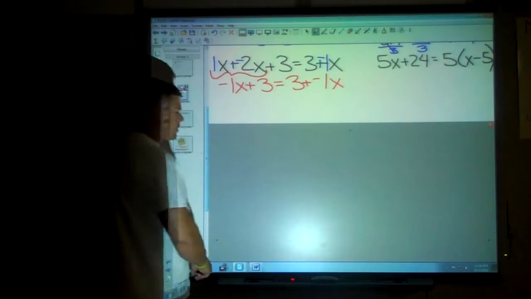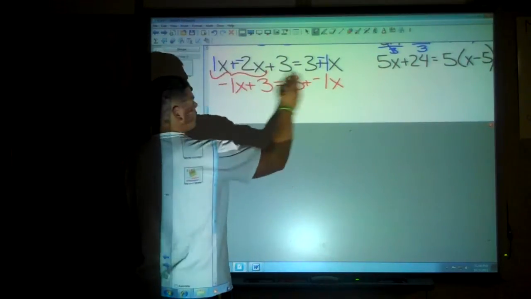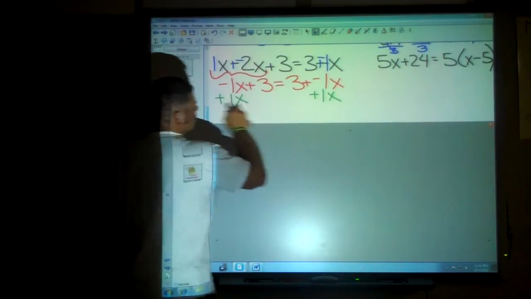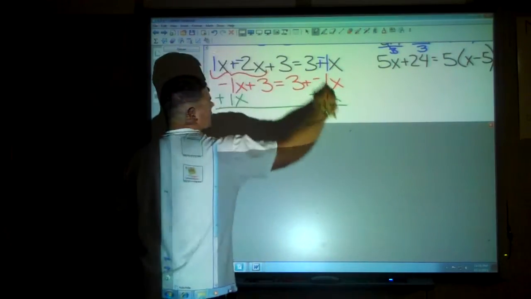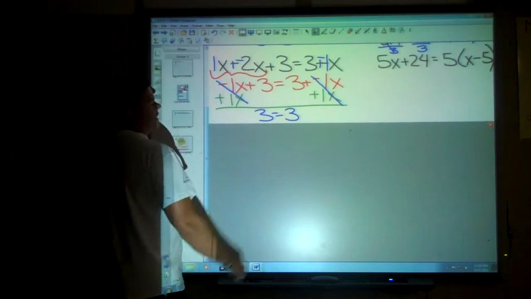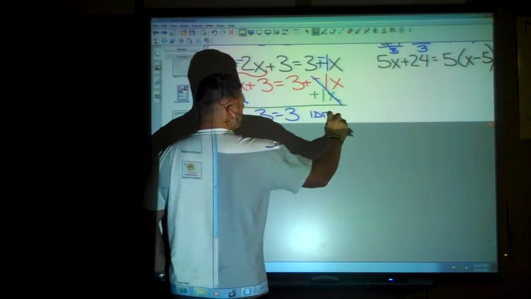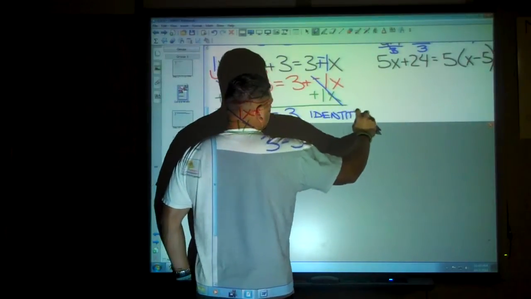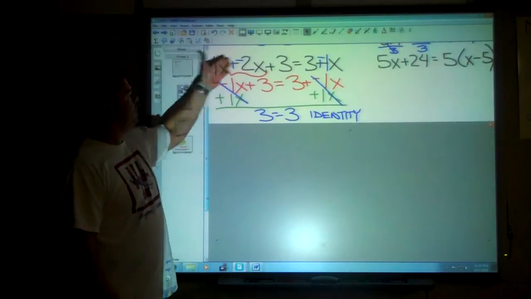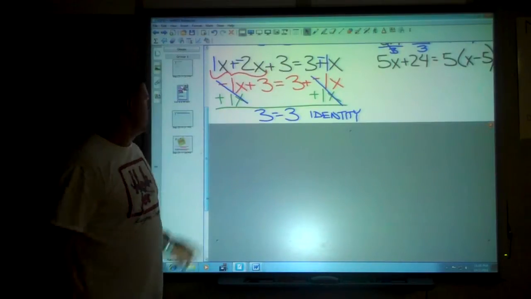But if you're not sure and you keep going, you're like, I'm going to move all the x's to the left. So you add 1x here, and you add 1x here. Then what happens is they cancel. You're left with 3 equals 3, which is an identity situation. X could be anything and it wouldn't matter. Pick any number and put it in for x. Everywhere you see it, it will work.